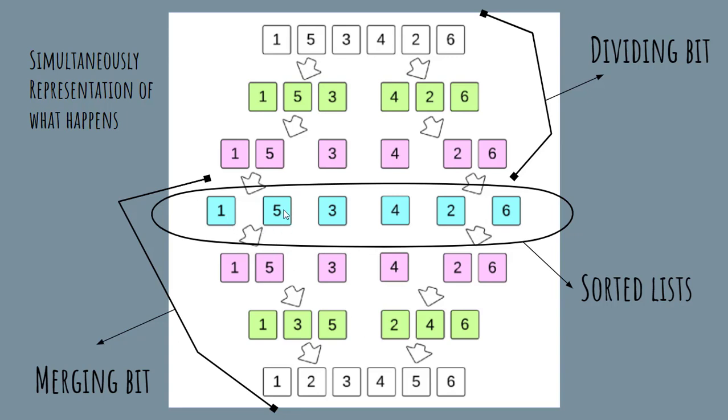As you can see, we compare 1 and 5, and we get 1, 5, which is the proper order, as in 1 is smaller than 5, and then we compare 1, 5 with 3, and we get 1, 3, 5. And same with the right hand side, as you can see, 4, 2, and 6, we get 2, 4, 6, and then we get the two lists where we compare them, and we get the sorted list. So 1, 2, 3, 4, 5, 6.